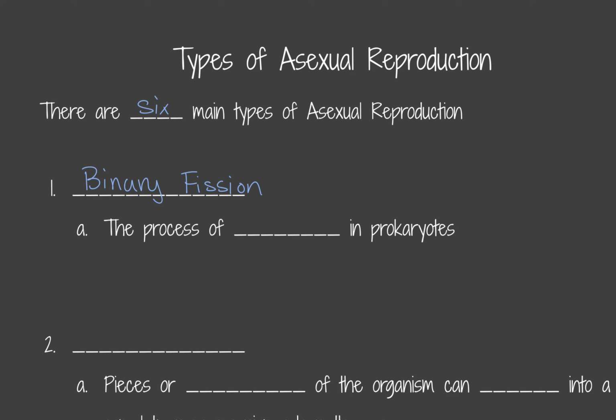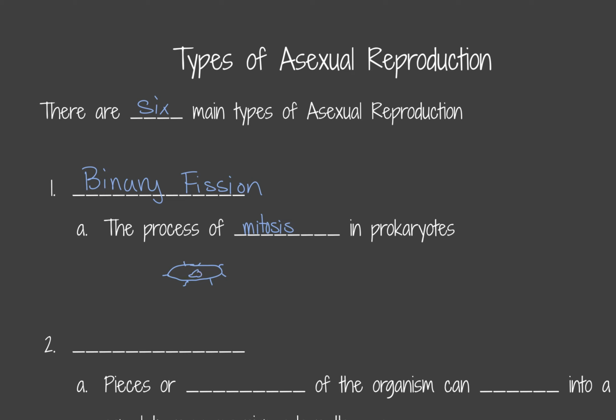Binary fission is the process of mitosis in prokaryotes. And we will look a lot more at mitosis later on in our genetics unit. But for now, really what it means is that you just take one cell, maybe some sort of bacteria. You can actually do this with human cells as well. So you take one cell, and it has its little circular DNA.